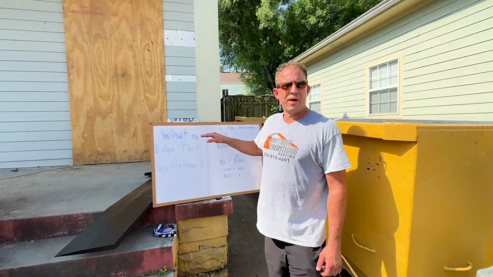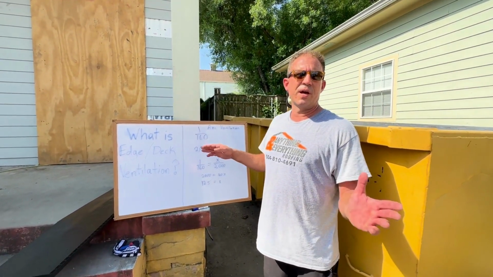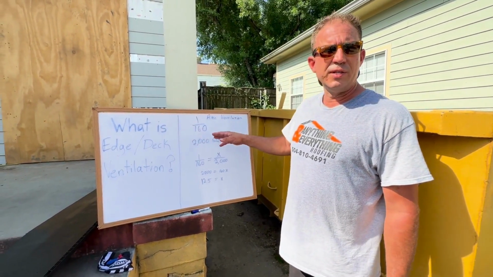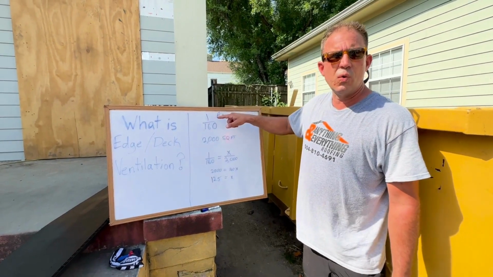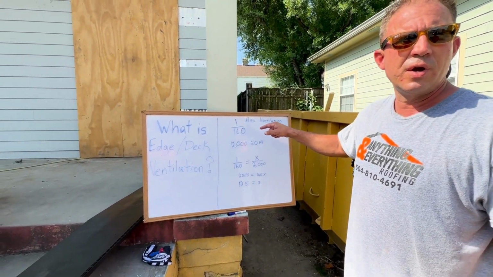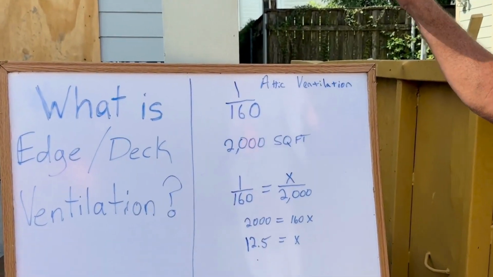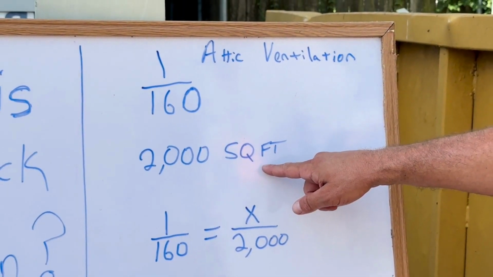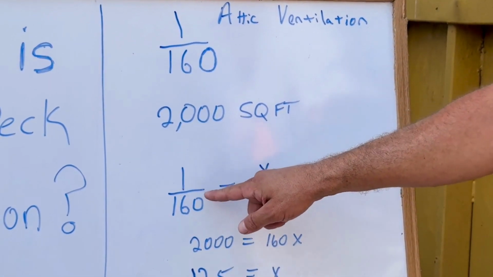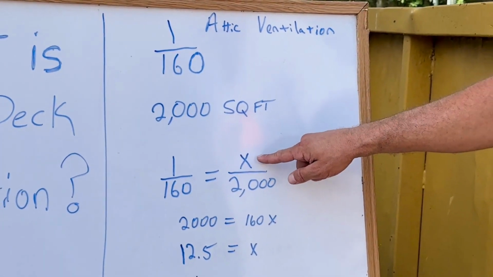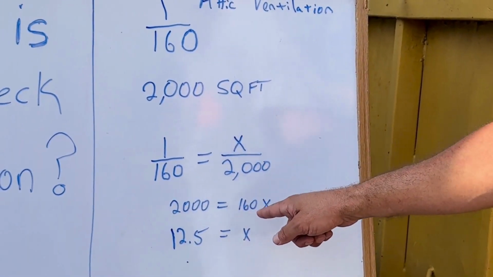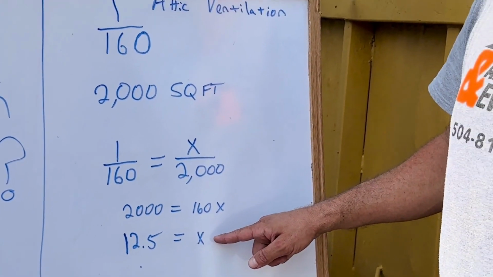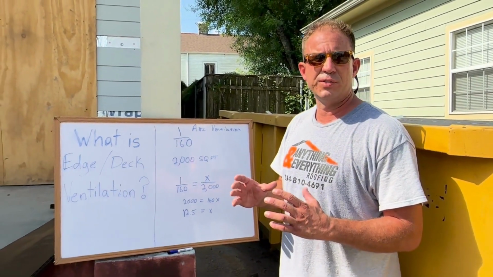So this is the math behind attic ventilation for any type you use: gable vent, soffit vents, ridge vents, edge vents, deck vents like we're doing. The ratio is 1 to 160 to the square footage of the ceiling space. Our average house is 2,000 square feet. We set up our ratio here: 1 to 160 equals X over 2,000. Cross multiply and divide out. That gives us 12.5 total square feet of ventilation we need.